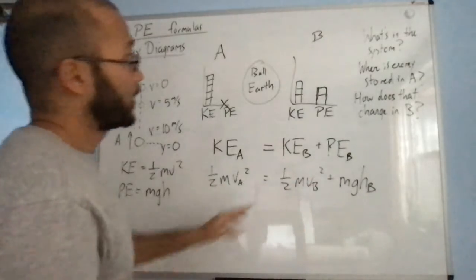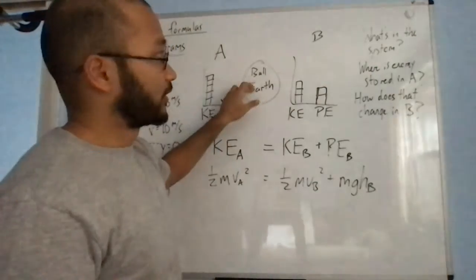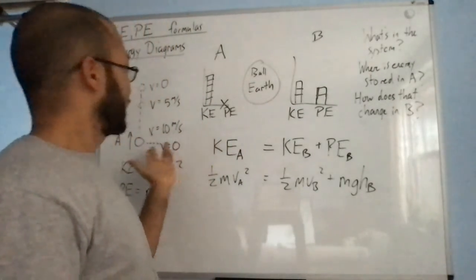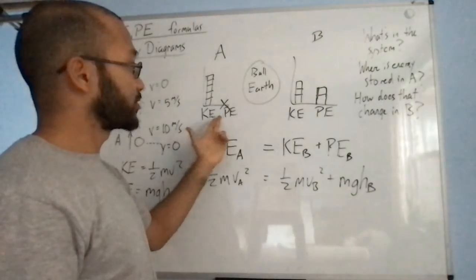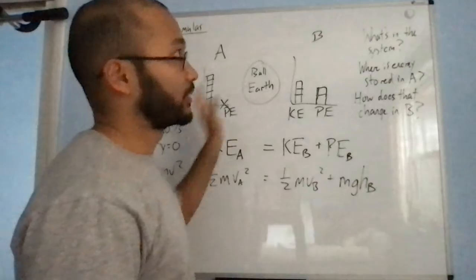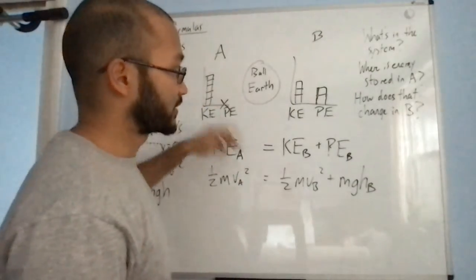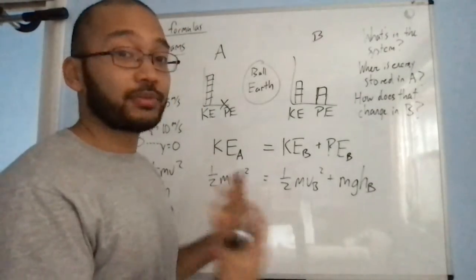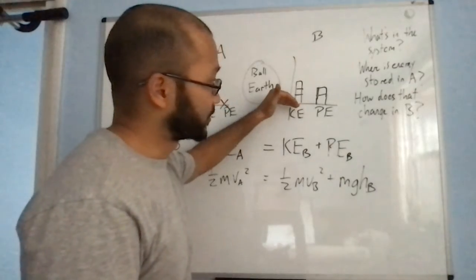So I want to just review. What's in the system? Ball and the earth. Where's the energy stored? It was moving, so it had kinetic energy. It was at height 0, so no potential energy. Then I look at B: did the kinetic energy increase or decrease? That's kind of helpful. It slowed down, so the kinetic energy went down.